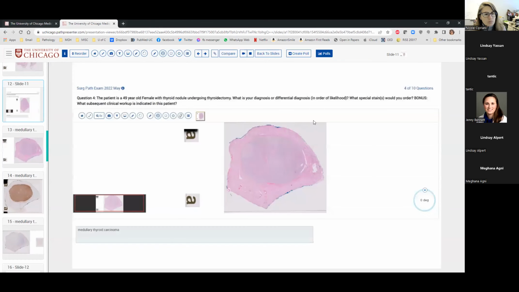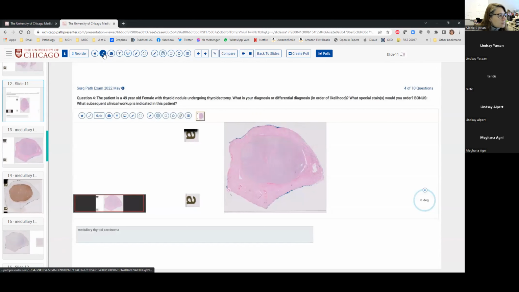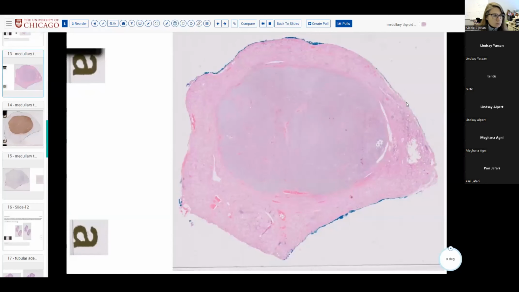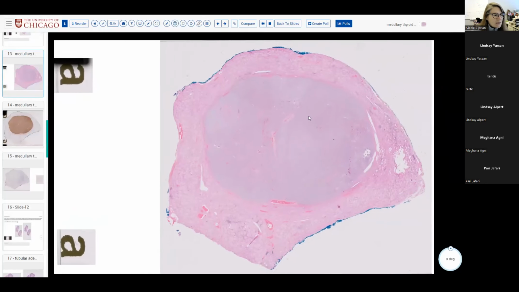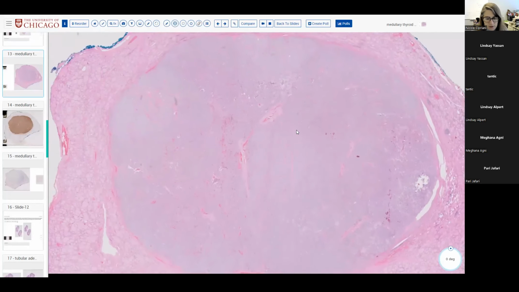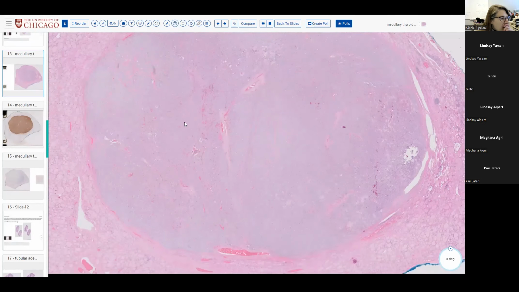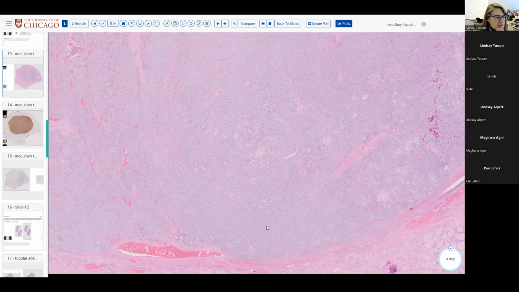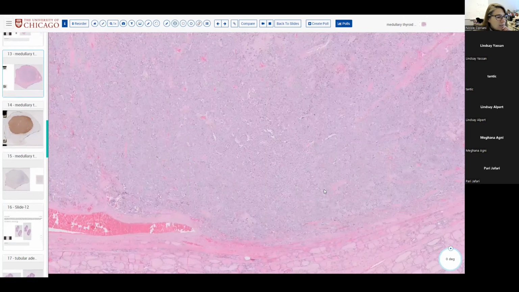Okay. So this is a 49-year-old with a thyroid nodule undergoing thyroidectomy. What is your diagnosis, special stains, and bonus, what clinical workup is indicated? So you can see on low power, this thyroid has a relatively circumscribed nodule. And don't let that fool you in thyroid, right? Because circumscription or not, some things can still be malignant, and this is one of them.